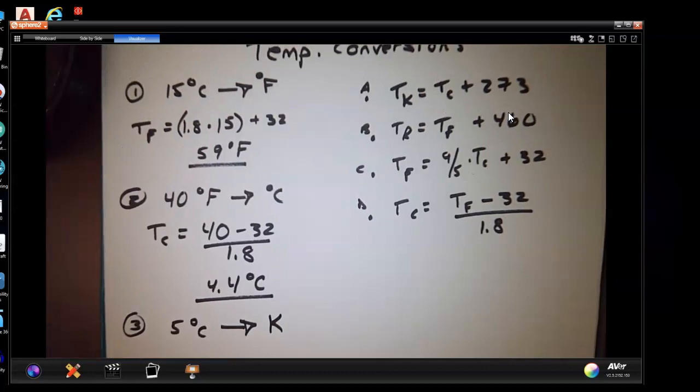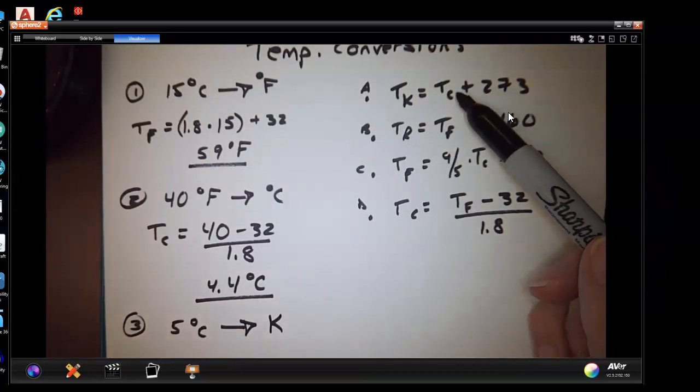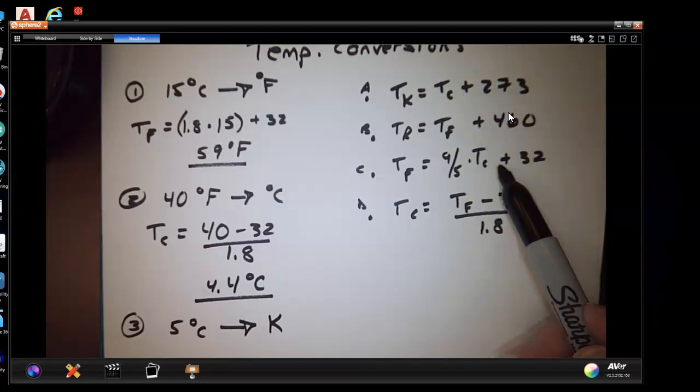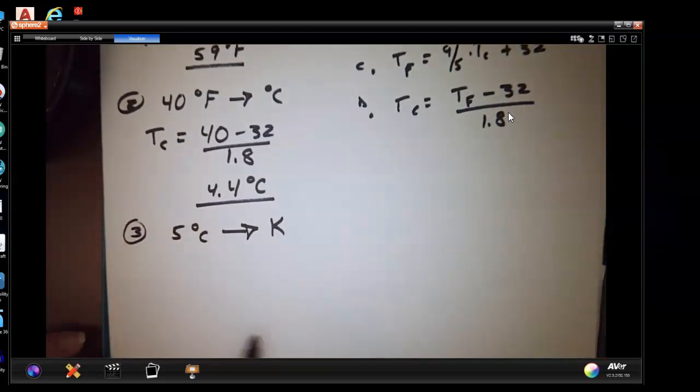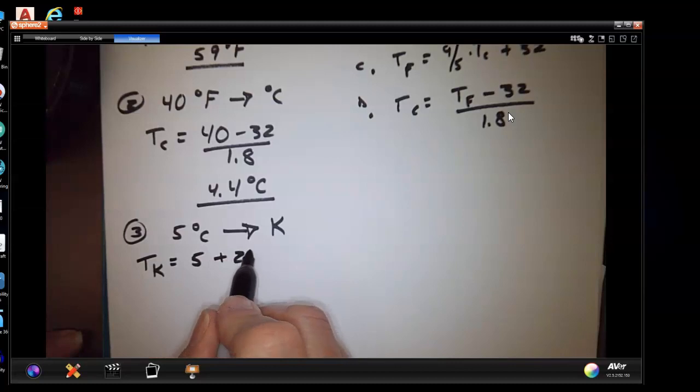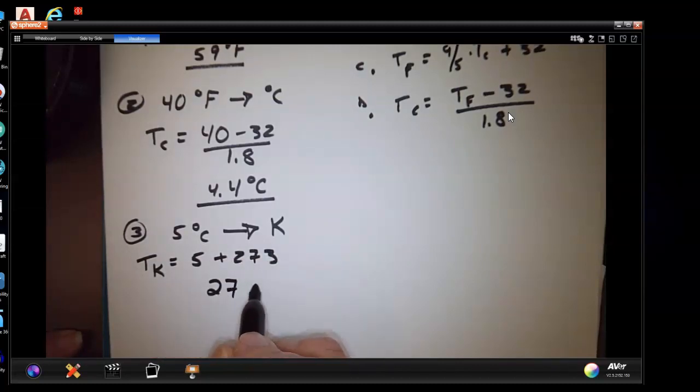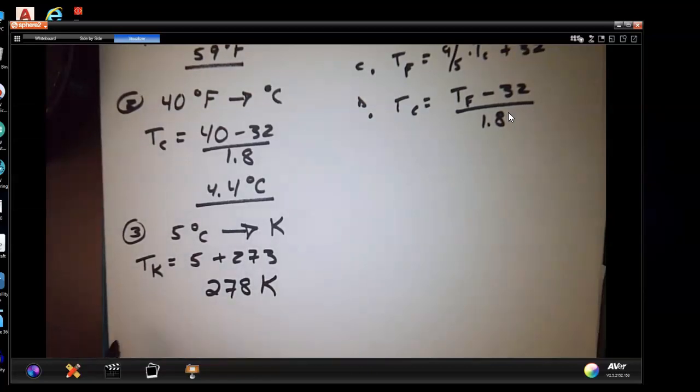So looking at the formula sheet, I have Celsius, so it can be formula A or formula C, and I want Kelvin, so A is going to work best for me. So I'm just going to rewrite that down here, and that's going to say temperature Kelvin is equal to 5 degrees Celsius plus 273, and that's 278 K. Remember, there's no degree symbol for K. It was voted on by some smart people in charge, and they said it's absolute, so it is not in need of degrees. There's more to that story, but that's all I know.